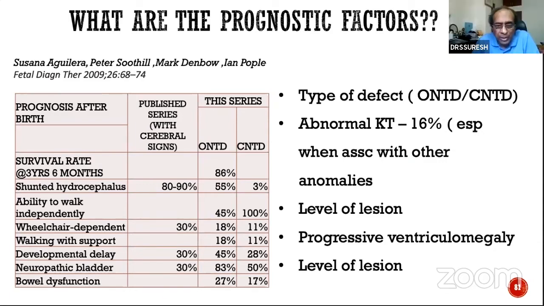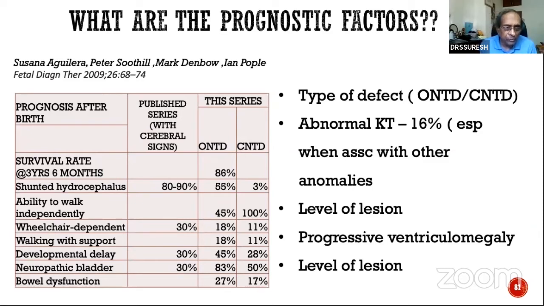So the prognostication actually depends on the type of defect. Is it an open neural tube defect or a closed neural tube defect? Abnormal karyotype in about 16%, especially when associated with other anomalies. It also depends on the level of the lesion. And as we said earlier, whether there is progressive ventriculomegaly.